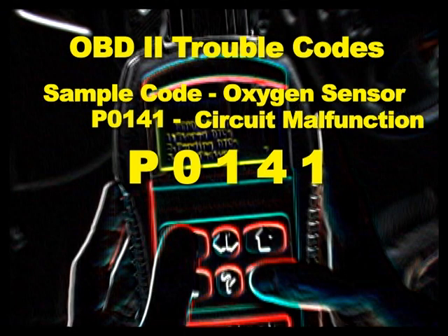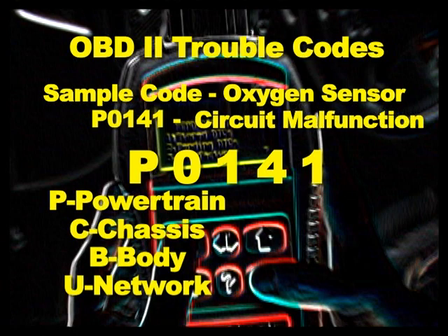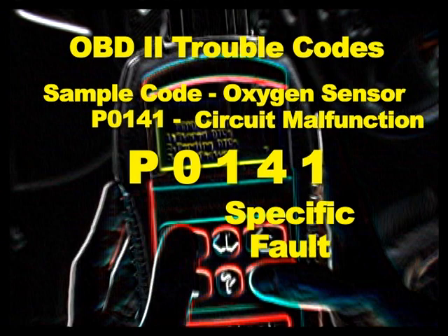OBD2 codes contain a letter and a 4-digit number. The first part of the code tells you which system is having trouble. The last 2 digits refer to the specific fault designation, or to which circuit or component is faulty.